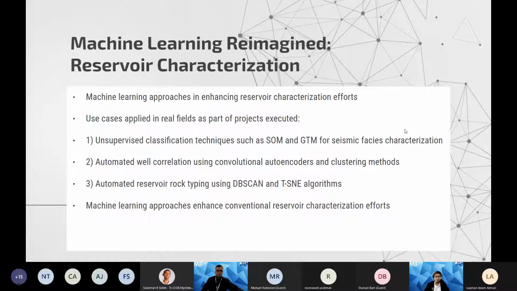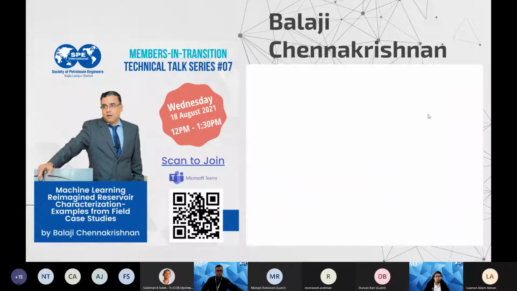These case studies have clearly demonstrated how machine learning-driven approaches can enhance conventional reservoir characterization efforts and also add tangible business value. So a little bit about our speaker for today.